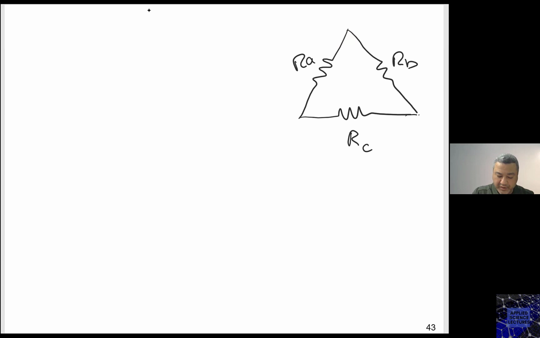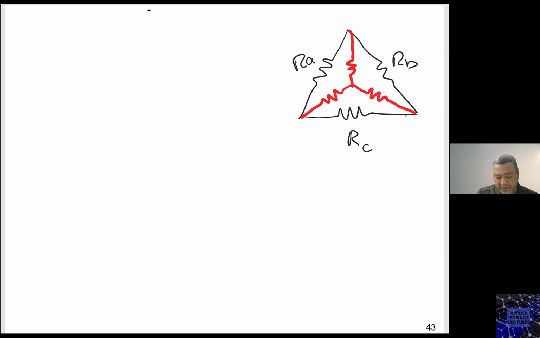I come here and I draw the Y topology inside. Eventually, I want to replace this delta with this Y.